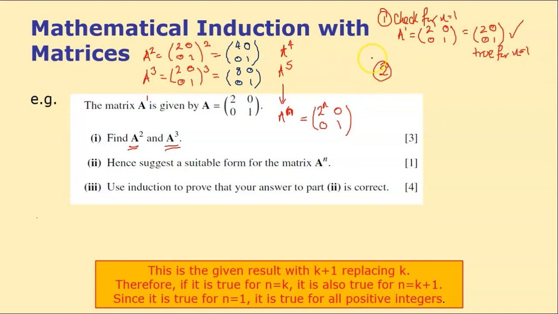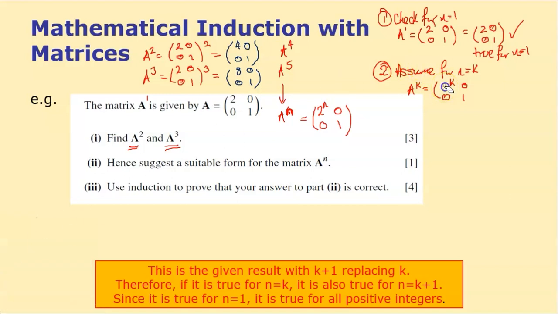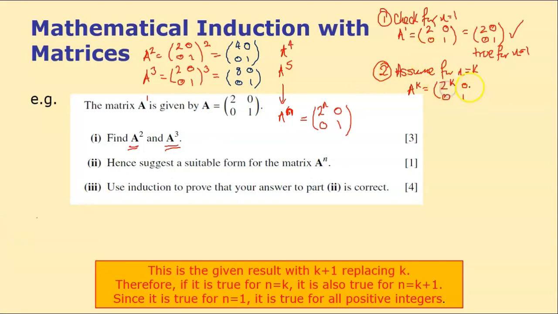Second step is actually even easier. It says assume my rule is true. And a bit weirdly, I always switch the letters. Assume for n equals k. Now that's a bit of a pedantic reason for doing it, but just get into the habit of doing this. Basically, my rule is here, A to the n equals this. So I can write A to the k equals 2 to the k, 0, 0, 1. And that's definitely a 2 to the k. Let me just get my rubber here, because I just want to make sure that's very obviously a 2 to the power of k. There, that looks better. So I've now done my first two steps.